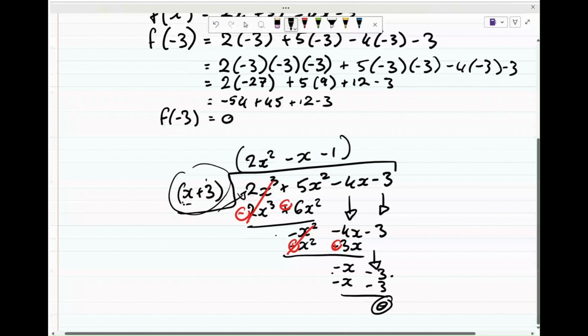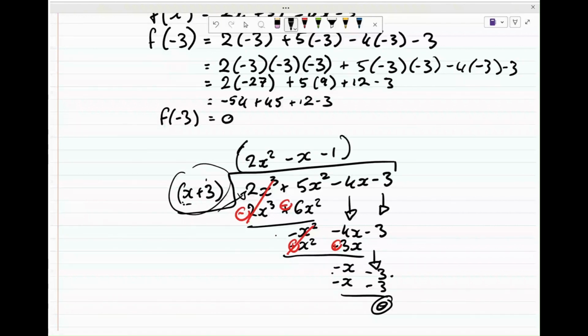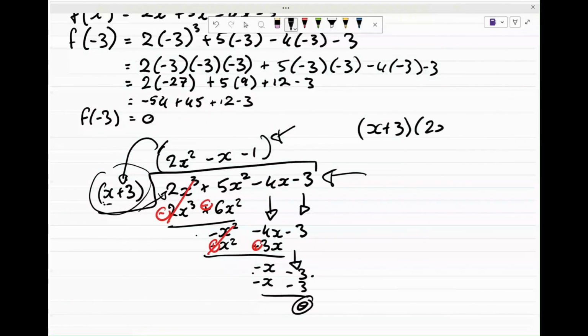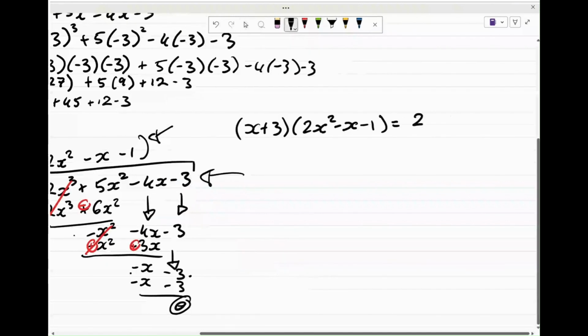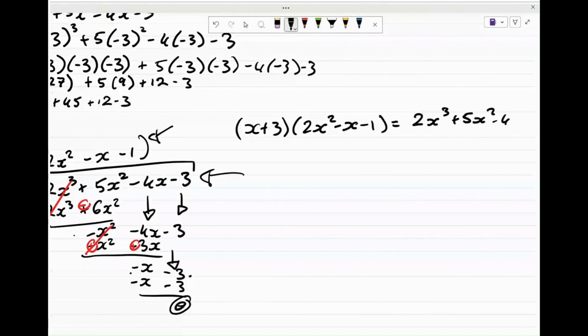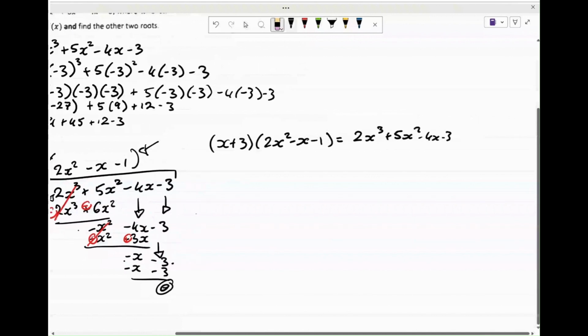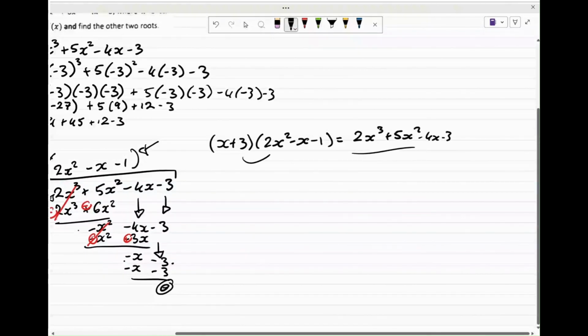So this must mean that this in the brackets times x plus 3 gives us our expression. So we know that this is made up of factors. We know that x plus 3 times 2x squared minus x minus 1 is equal to 2x cubed plus 5x squared minus 4x minus 3, the expression that they give us at the start. So this times this is equal to that.